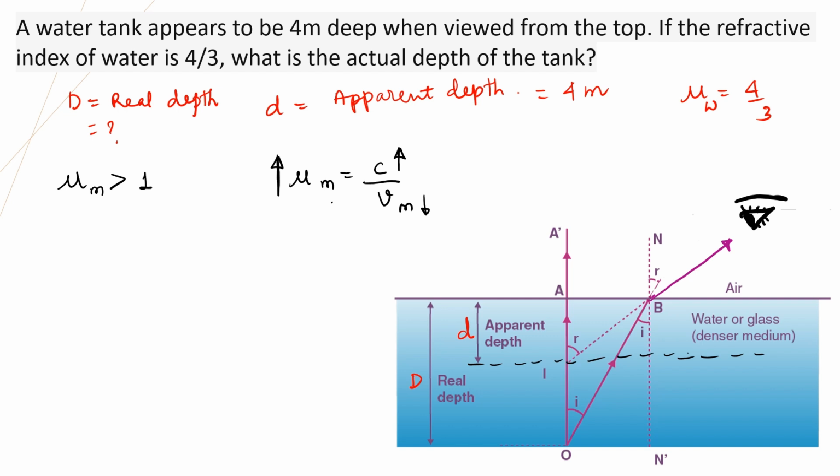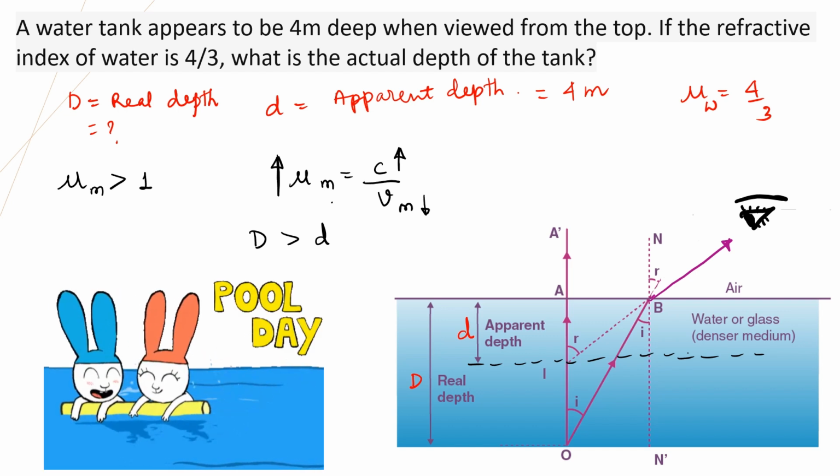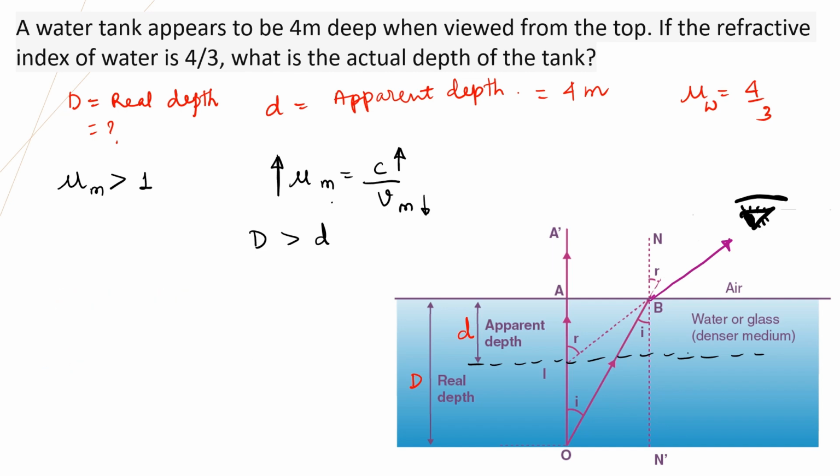So from this I am going to give you a shortcut. In this case, real depth will always be greater than apparent depth. You can see the picture. Because of refraction, if you go to a swimming pool, the depth of the swimming pool will appear to be less. You can observe refraction practically everywhere. So the depth is always presumed to be small. Apparent depth is always less than real depth.